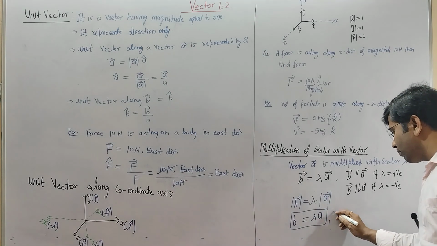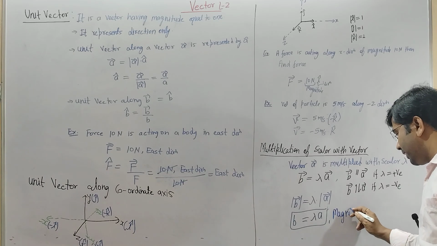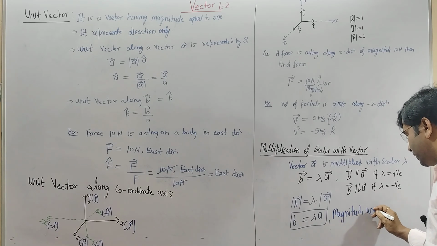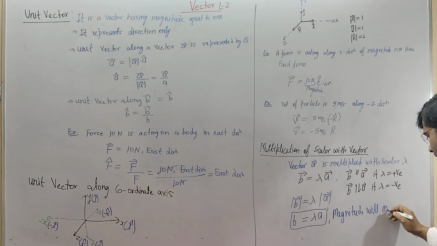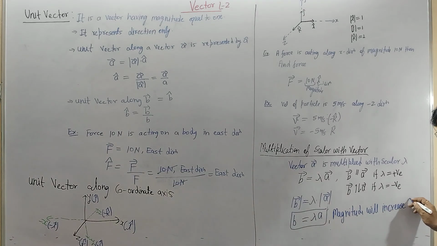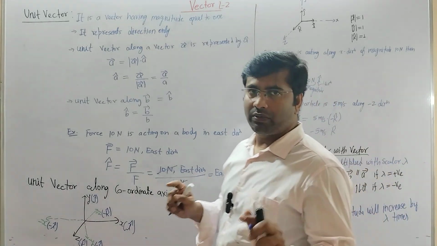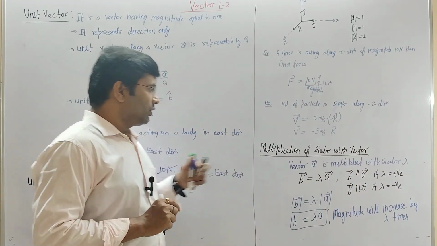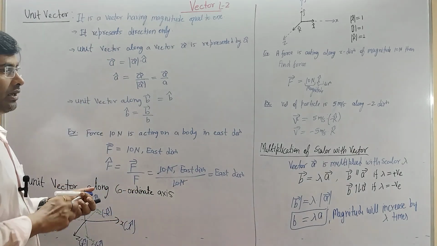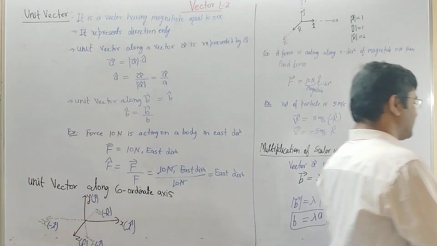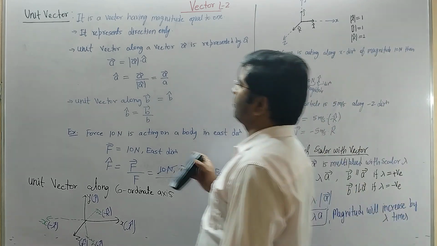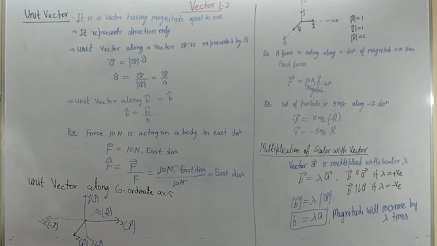So here only magnitude will increase lambda times. Okay, so magnitude will increase by lambda times, and if lambda is positive, then both vectors will be parallel. If lambda is negative, then both vectors will be anti-parallel. Okay, so this is how a scalar is multiplied. So we can take an example based on this scalar product. Okay, so this one is over.